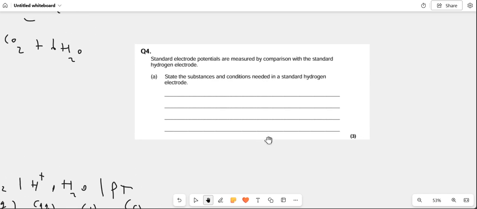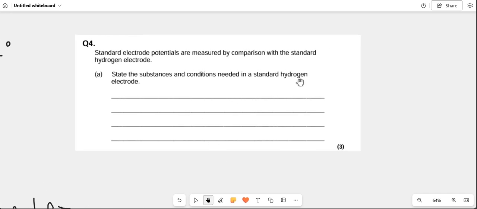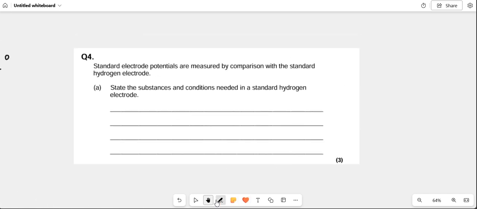Question 4. State the conditions needed in a standard hydrogen electrode. So this is simple. Obviously, we need H2 gas. That's the substance here. It needs to be at 1000 kPa, kPa, not pKa.